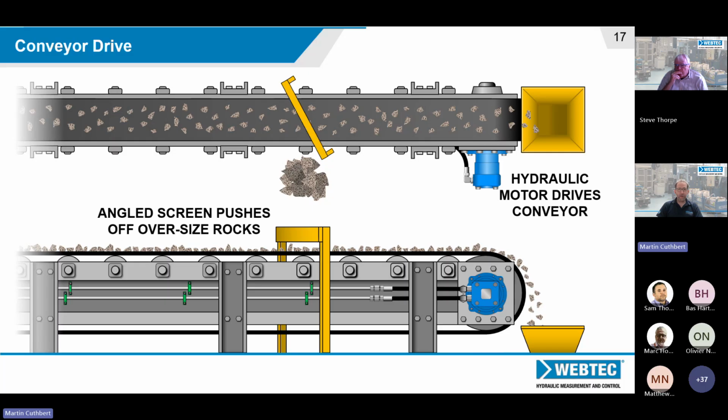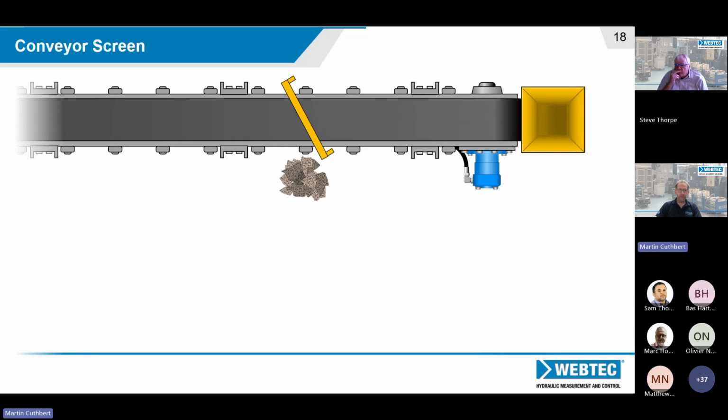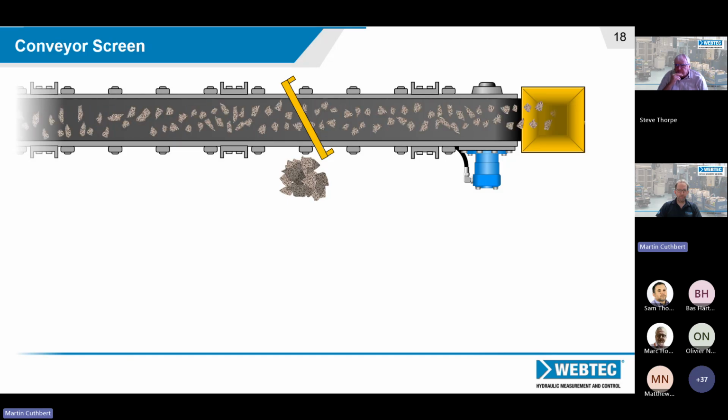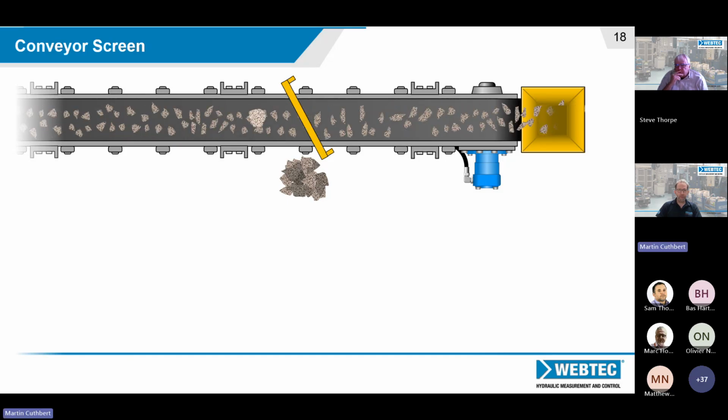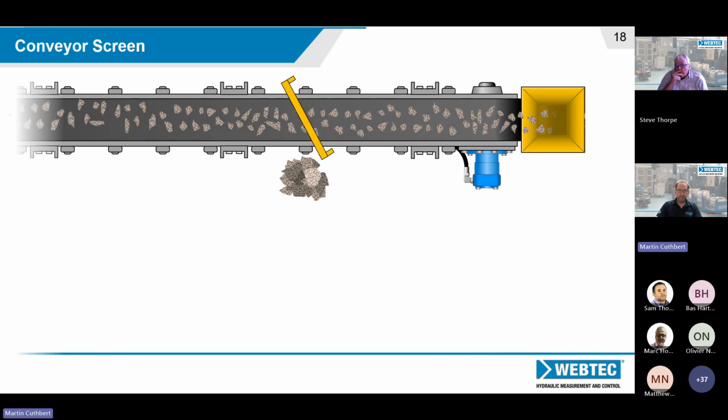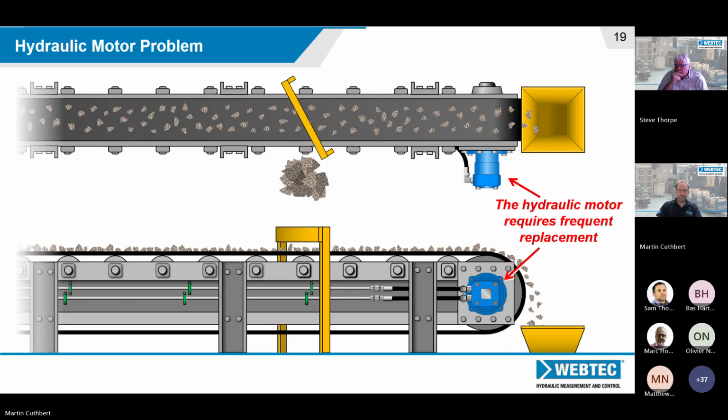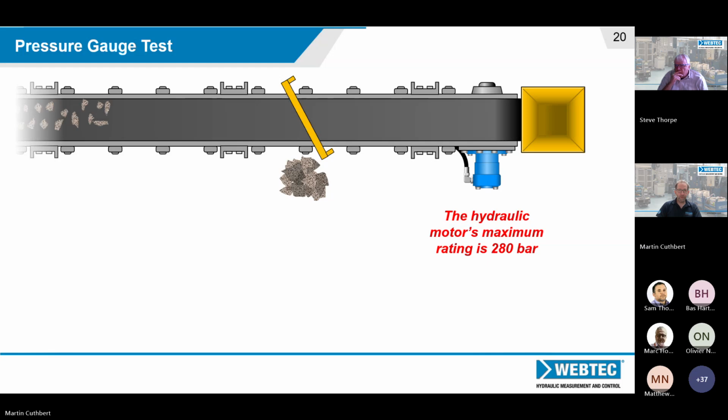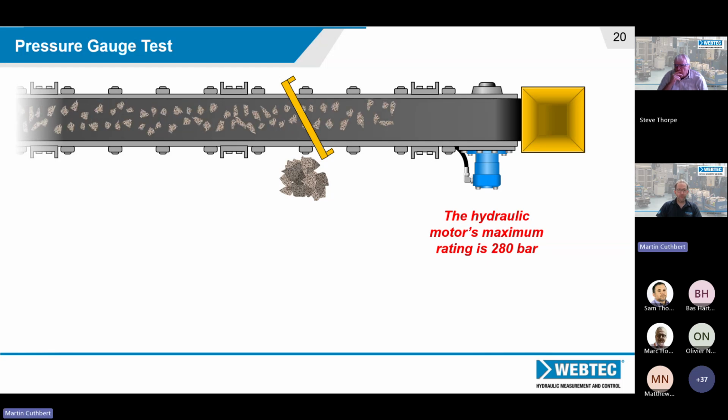So if we look here, this is the conveyor drive. We've got a top view at the top of the screen and a side view there as well. And we've got the rocks coming off, and an angled screen pushes the oversized rocks off. The rest go into the little hopper at the end. So if we just start that conveyor up, we can see the rocks moving across from left to right. Then a big rock comes along, falls off into the pile. What we know from the maintenance book is that the hydraulic motor requires frequent replacement on this conveyor drive, and that the motor is rated to 280 bar.